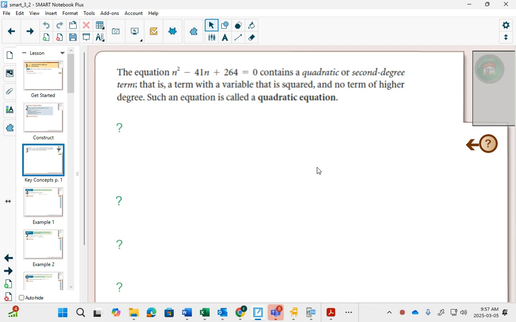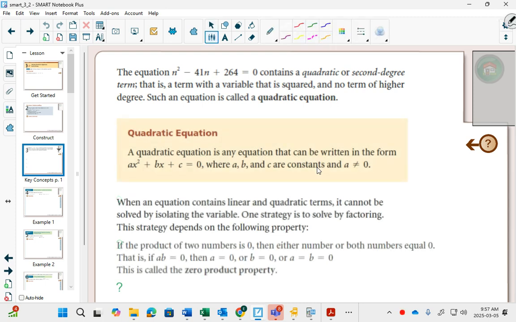Turn to page 185. We're going to take out our highlighter a bit here.